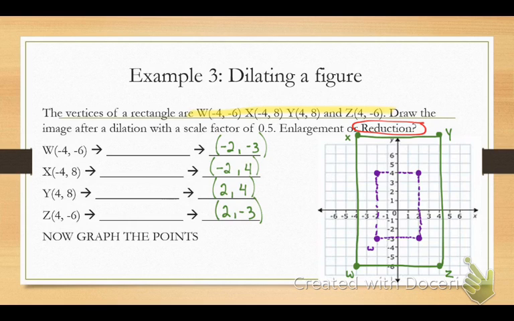W prime, X prime, Y prime, and Z prime, and there's my image. Any questions on that? Okay, so we did an enlargement, we did a reduction. Now on the next, are y'all ready to move on?